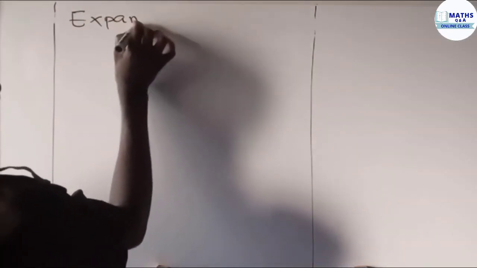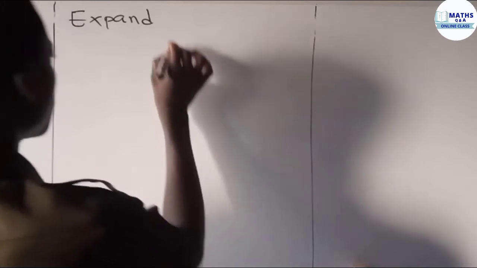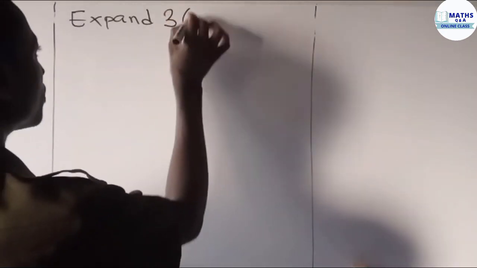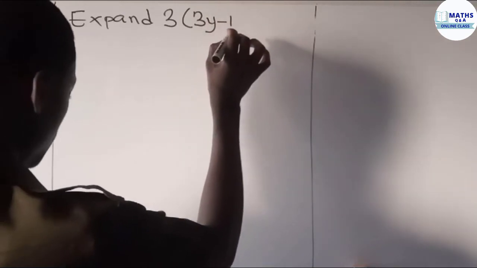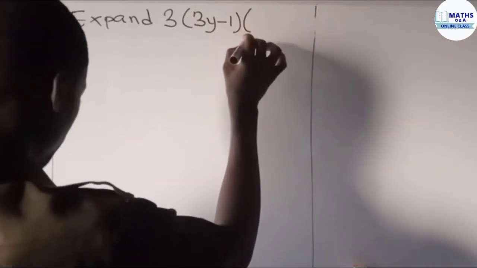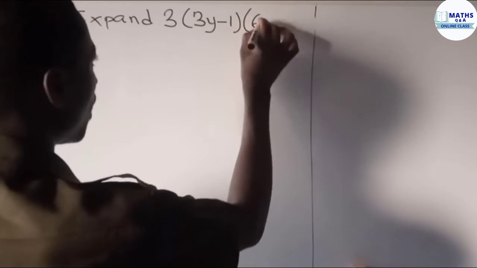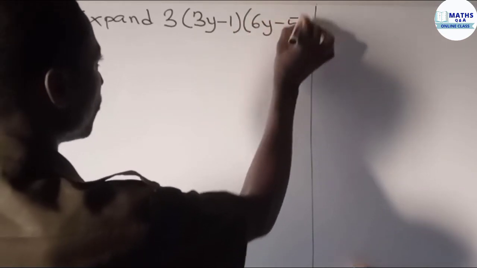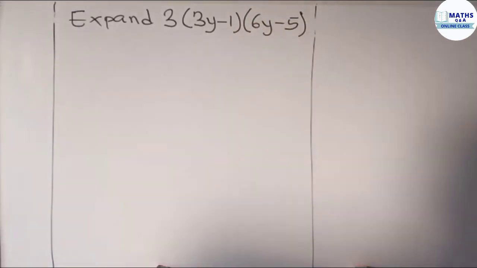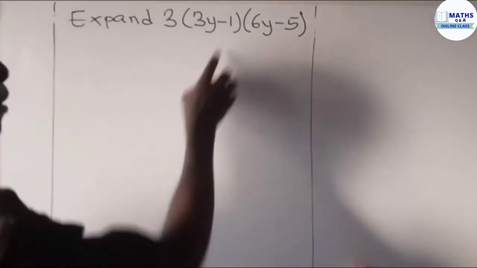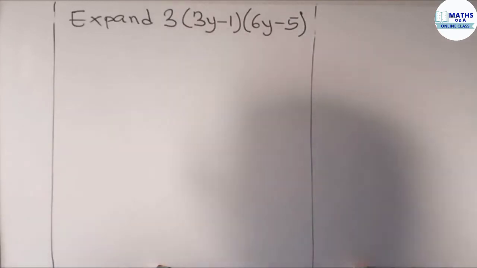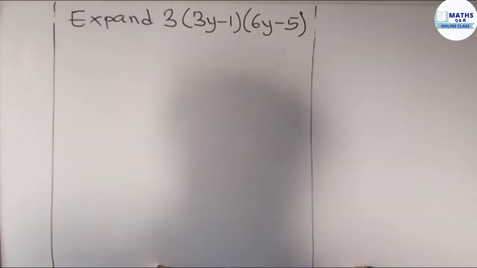Expand the expression 3 multiplying (3y minus 1), and then another bracket opened, (6y minus 5). So this is our question. We are to expand 3 multiplying (3y minus 1), and then that's 2 multiplying (6y minus 5).